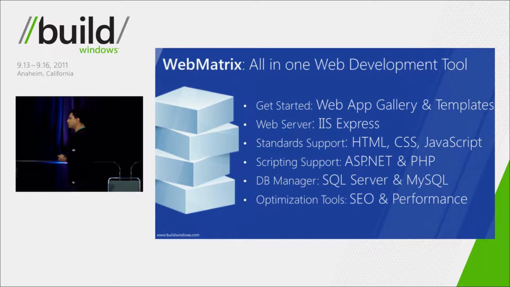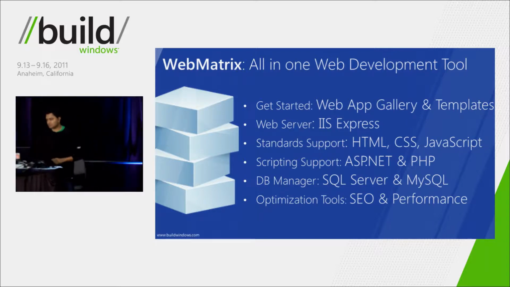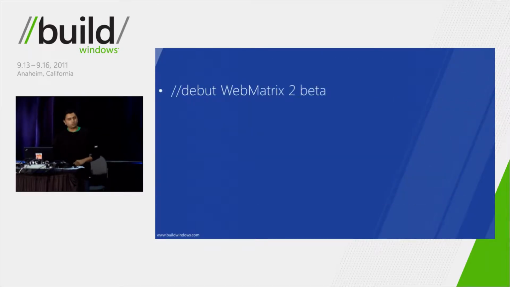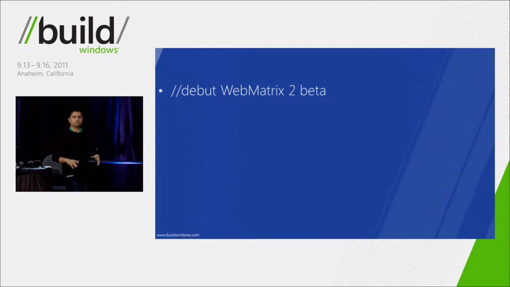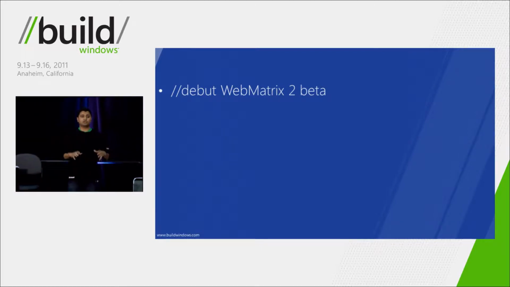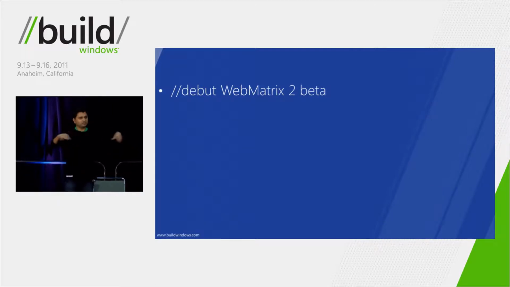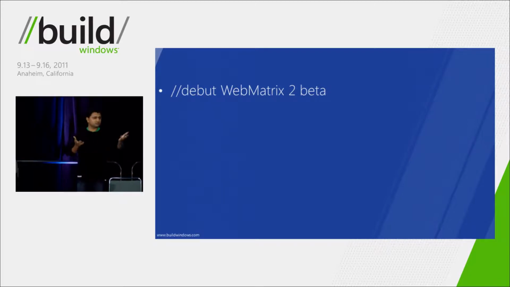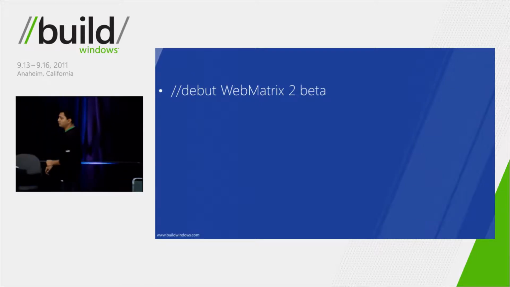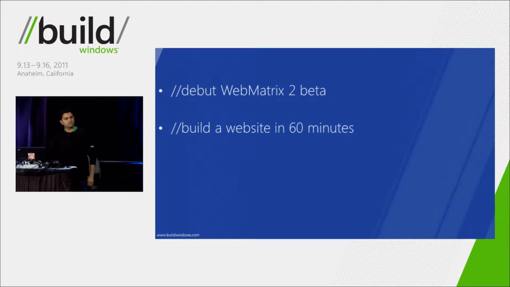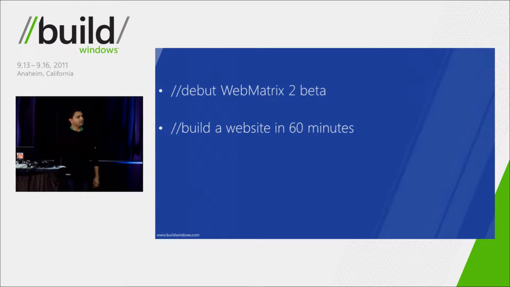And what we are going to do today, the quick agenda, is debut WebMatrix 2 beta for you guys. Right now, WebMatrix 2 went live, and you can go to webmatrix.com/next and download it, but just not during the session. Afterwards, you can download it, but it gets downloaded in less than 5 minutes, so it could actually happen now. That is one most important agenda. Second important agenda is to build a website in 60 minutes.